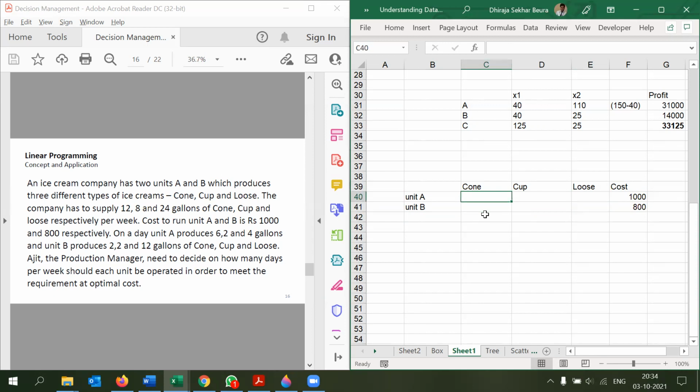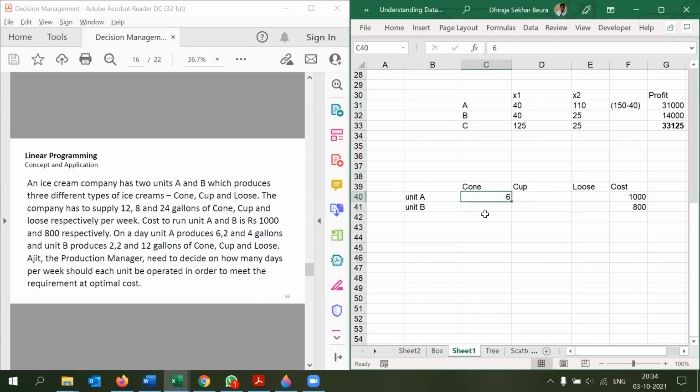Can you tell me? 12, 8, 24. No, I'm telling you specific one. Cone for unit A. Can you tell me? No, cone used in unit A. 6. Company has to supply. 6 is the correct answer.